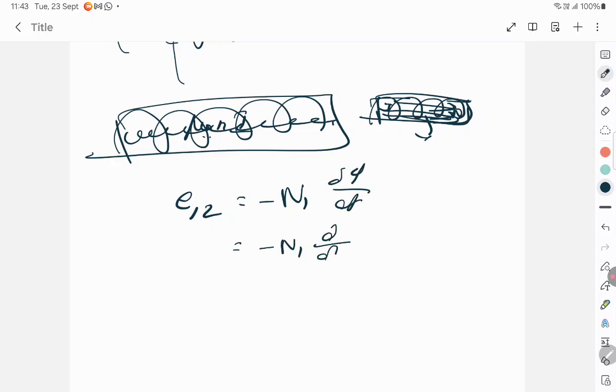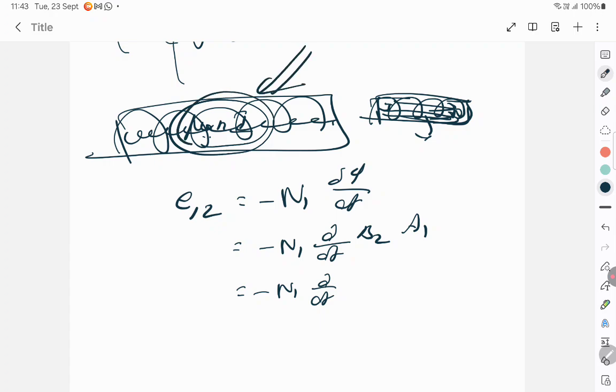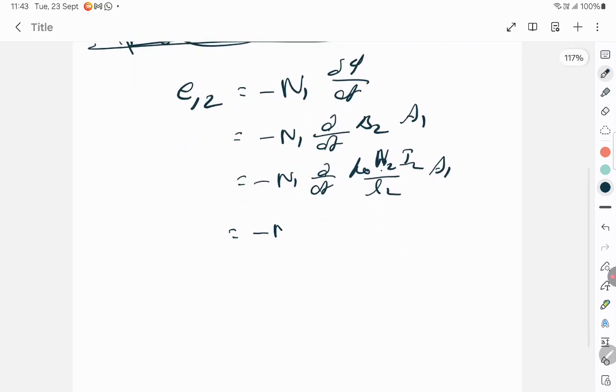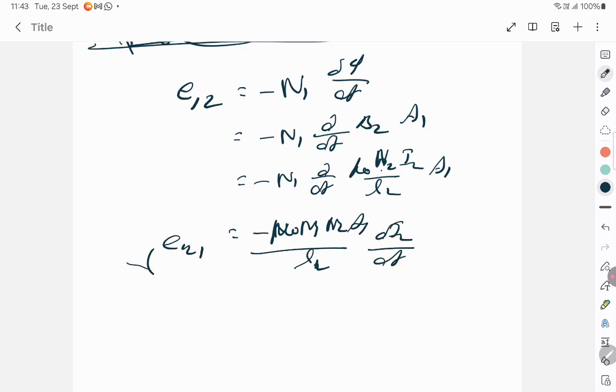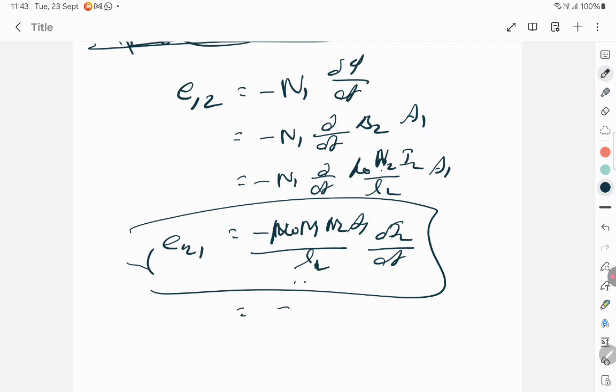Number of turns of the inner solenoid, d by dt of the magnetic field due to the outer solenoid into the area of the inner solenoid. So minus N1 into d by dt of the magnetic field of the outer solenoid, which is a constant, because the outer solenoid is like a bar magnet whose magnetic field is uniform: mu naught into small n2 into I2, where small n2 is capital N2 by L2, into A1. So when I group this, minus mu naught N1 N2 A1 by L2 into dI2 by dt is E21. So I know the mutual inductance is this M21.